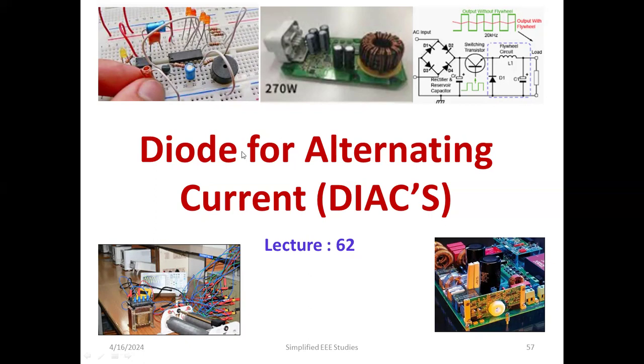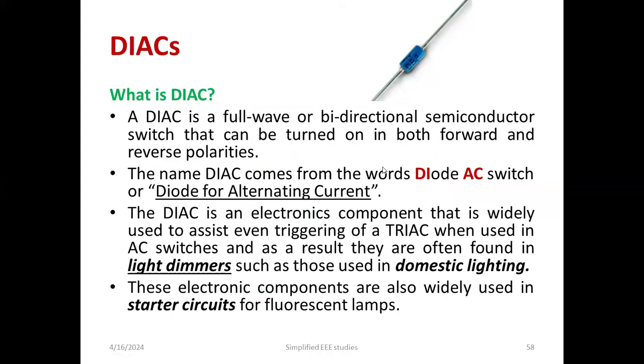In this video, I'll be discussing the meaning of DIAC. First of all, the full form of DIAC is diode for alternating current. We'll have a brief discussion on DIAC and what is the significance of DIAC. First of all, we'll become familiar with the meaning of DIAC.